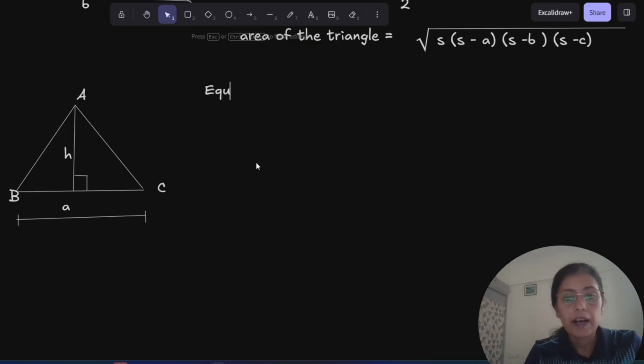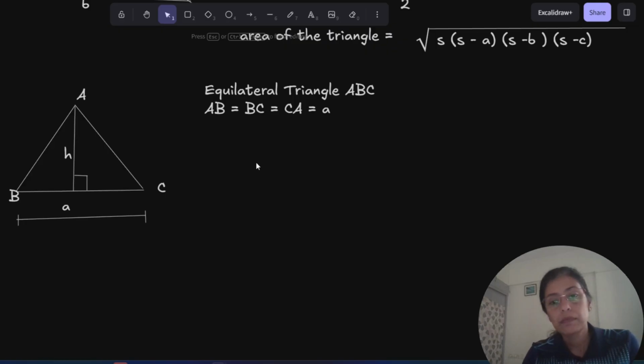So what all we have? Equilateral triangle ABC. AB is equal to BC is equal to CA is equal to A. Because it is an equilateral triangle, all sides are equal. Now we drew a height H from A to BC.